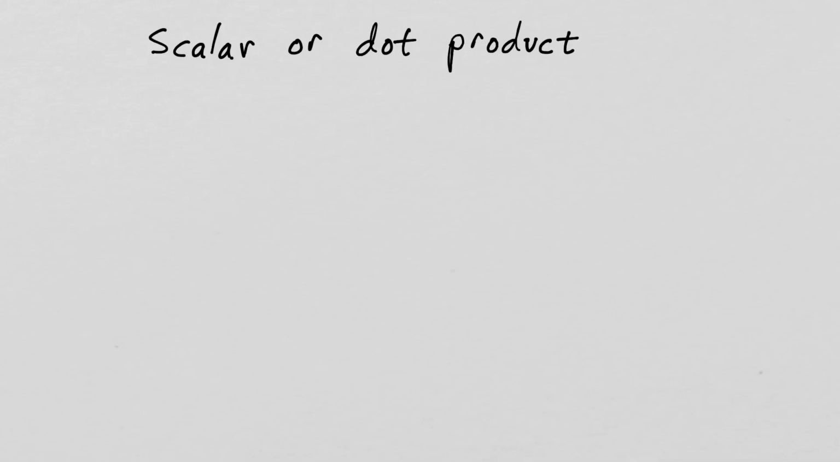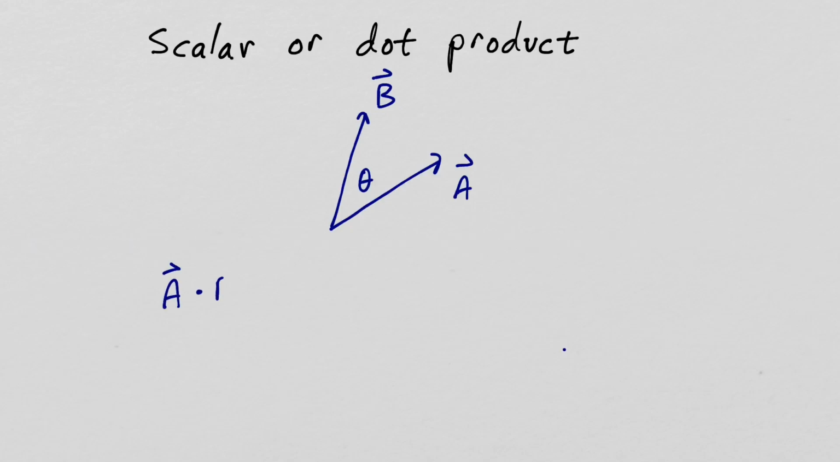We will now review vector multiplication. The first one we will look at is scalar or dot product. Here we have two vectors with an angle theta between them. The dot product between these two vectors is written A dot B, and it's defined as the magnitude of A times the magnitude of B times the cosine of the angle between the two vectors.